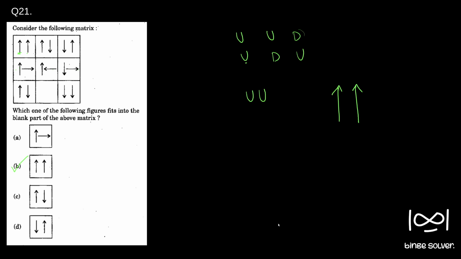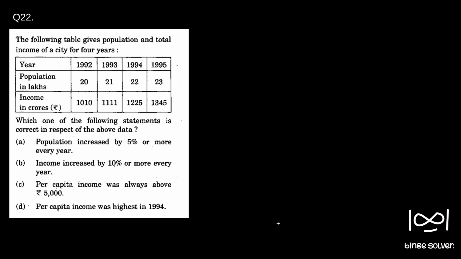Moving on to the next question, question 22. The following table gives population and total income of a city for 4 years. Here population in lakhs, income in crores is given. Which one of the following statements is correct in respect of the above data? So we'll just quickly go through the options. Population increased by 5% or more every year. So you'll just check that.